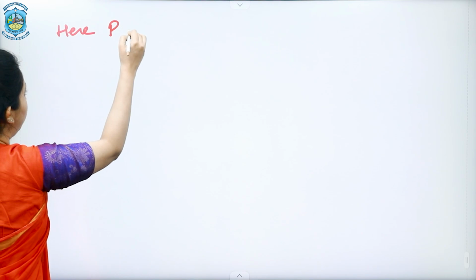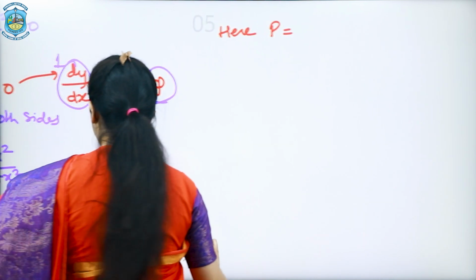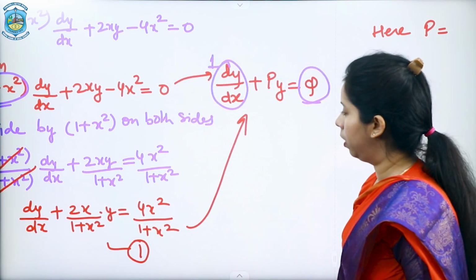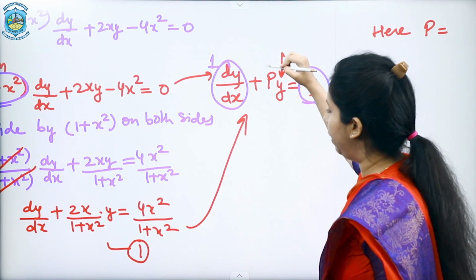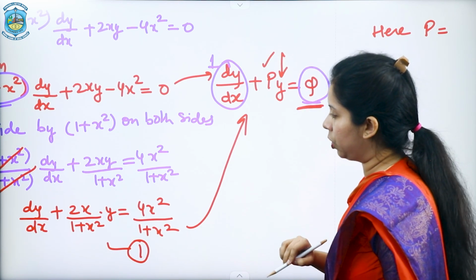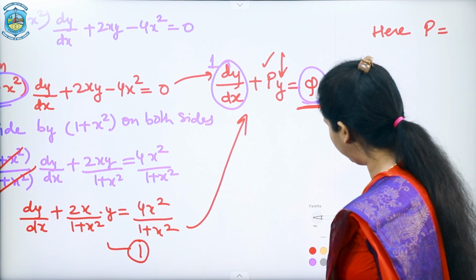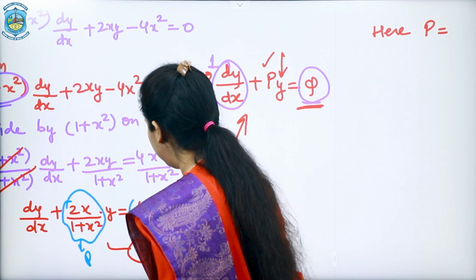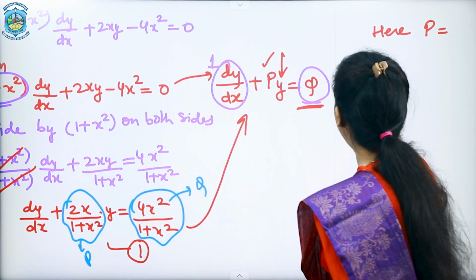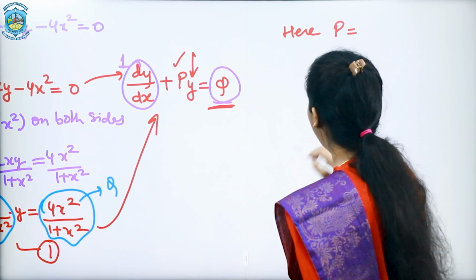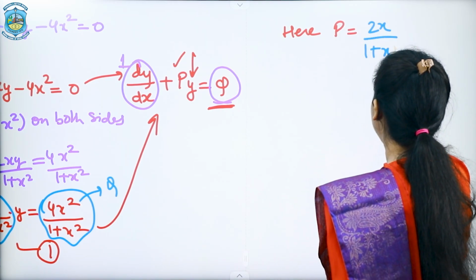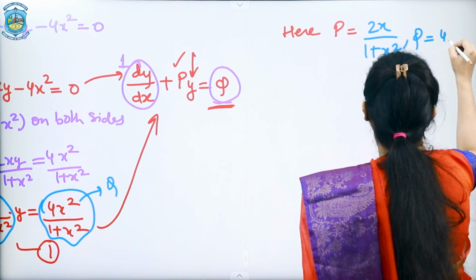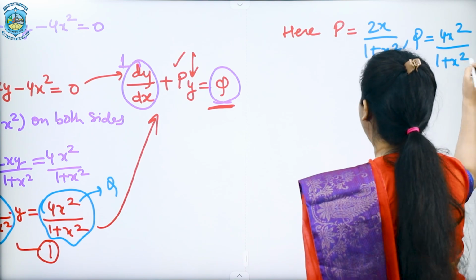So, here the coefficient of y will be 2x. Coefficient of y you have to compare with this form. So, the coefficient of y will be p and the right hand side of the differential equation will be q. So, this is the value of p and that is q. Write the value of p over here, we will get 2x upon 1 plus x square, and the value of q is 4x square divided by 1 plus x square.